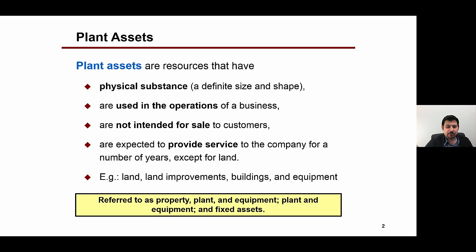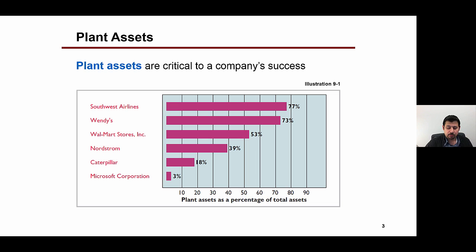So these assets are expected to generate revenue, or basically to provide services that would allow the company to earn revenue. This here just shows, for example, the proportion of total assets that are plant assets, which varies a lot from one company to the other.